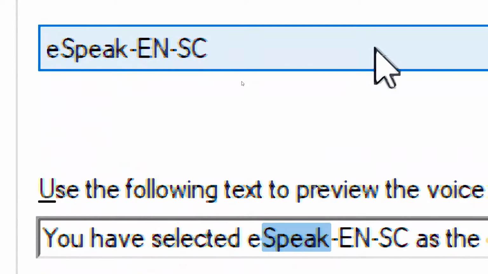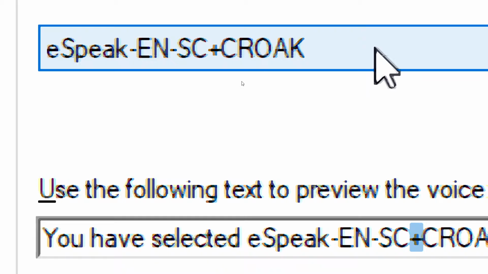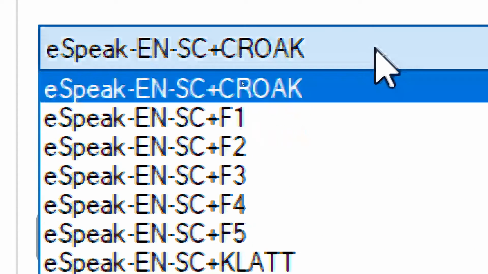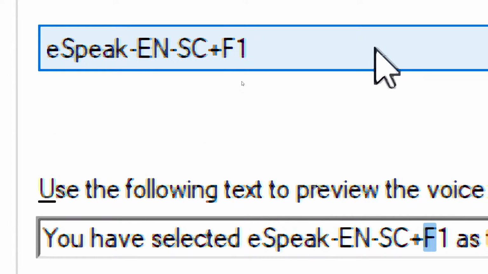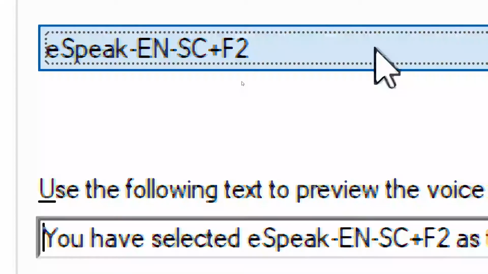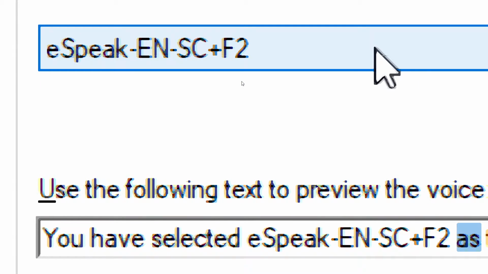You have selected eSpeak NSC as the computer's default voice. You have selected eSpeak NSC plus Croak as the computer's default voice. You have selected eSpeak ENSC plus F1, F2, F3, F4, and F5 as the computer's default voice, in turn. You have selected eSpeak ENSC plus CLAT as the computer's default voice.